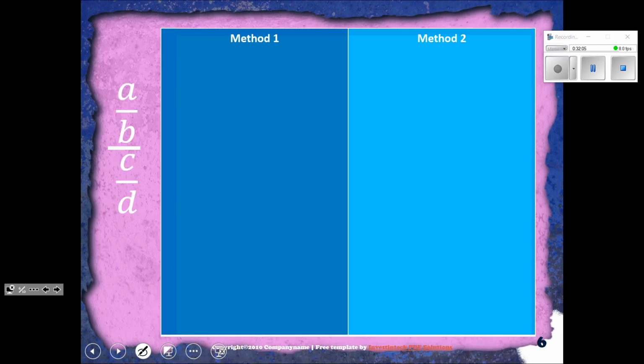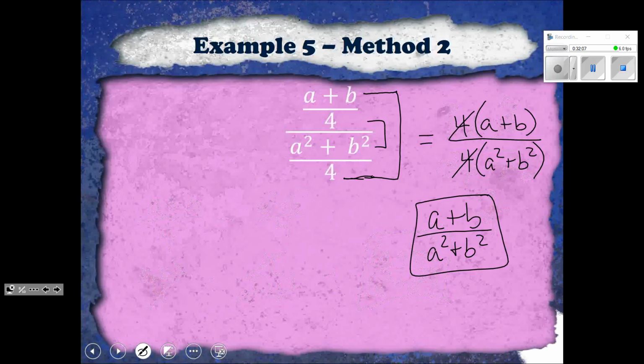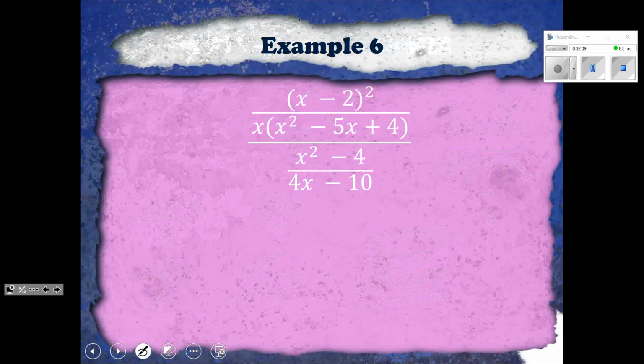All right, so let's look at our last example. I'm going to let you try it, and I want you to decide here and now. Do you like method 1? Do you like method 2? Now, I would tell you this. What's different about this one? There is something that is different. Yeah, the square's on the outside of the parentheses. So this will be a good journal topic for us tomorrow. What do I do with that square on the outside of the parentheses?